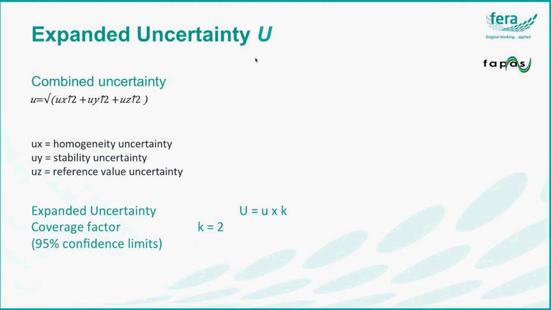It's an expanded uncertainty, which means that we provide a coverage factor based on 95% confidence limits. For simplicity, the coverage factor equals 2, so the expanded uncertainty is the uncertainty multiplied by that coverage factor. This is standard practice across the majority of analytical chemistry.